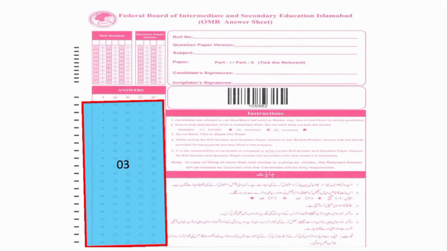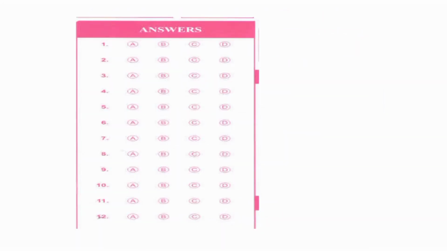Now let's move to the next part of your OMR sheet. Here you have to attempt your MCQs. Section A of your paper, which consists of MCQs, will be given to you and you have to fill those MCQs on this OMR sheet.